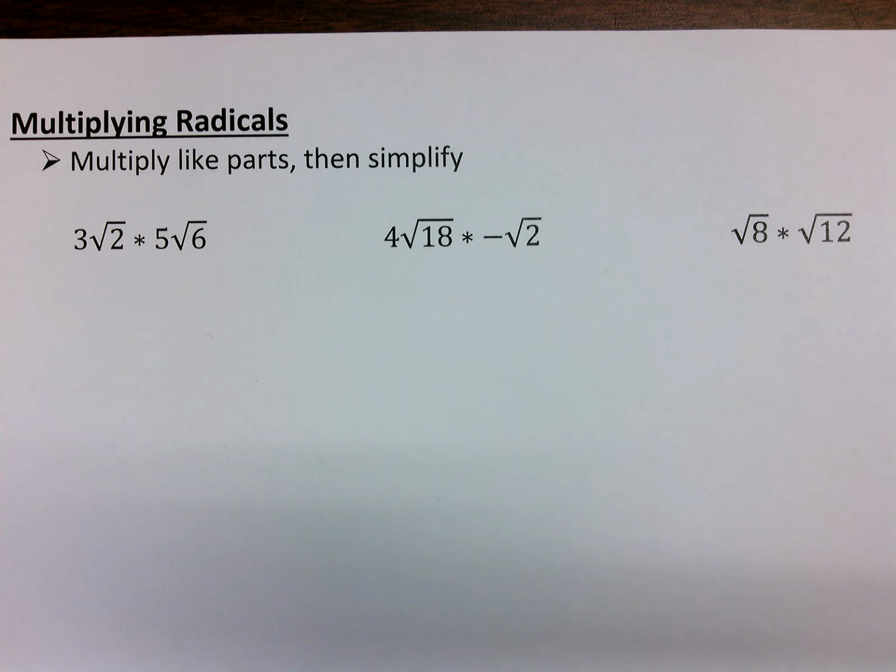Okay, and what I mean when I say like parts, I consider it to be the stuff in the front, your coefficients. Those are one part that are alike. And then the stuff on the inside, the radicands, that's the other part that's alike.